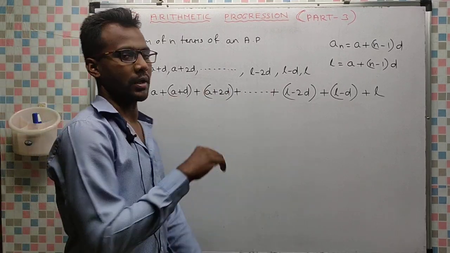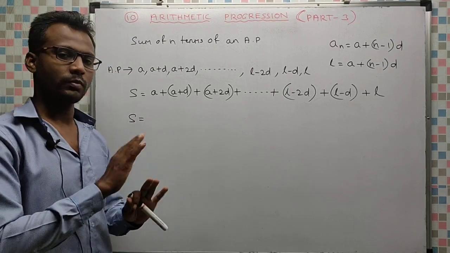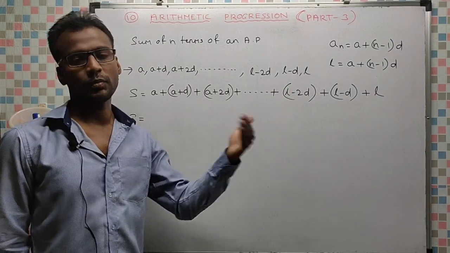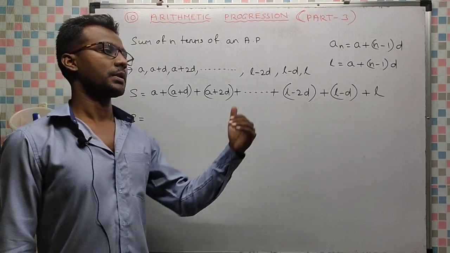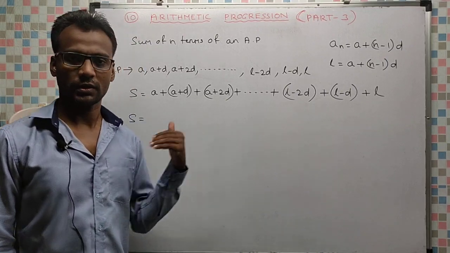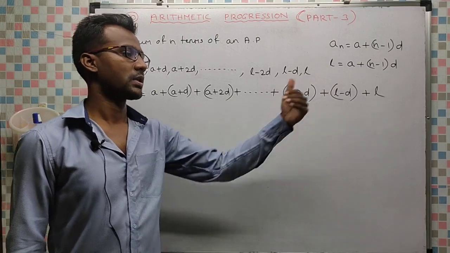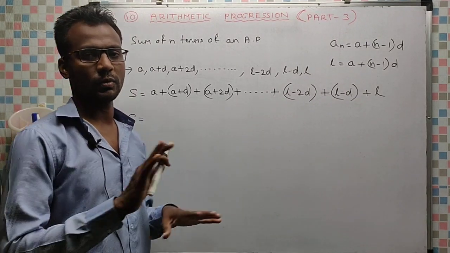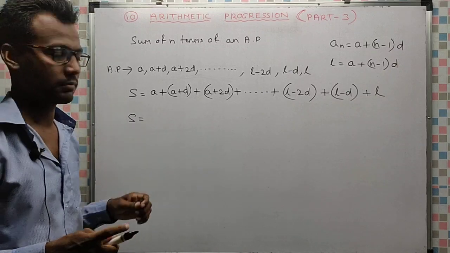Now if I change the order, the sum will remain the same. For example, 1 plus 2 is same as 2 plus 1. 1 plus 2 plus 3 is same as 3 plus 2 plus 1. 1 plus 2 plus 3 plus 4 is same as 4 plus 3 plus 2 plus 1. So if I change the order, then there will be no change in the sum.